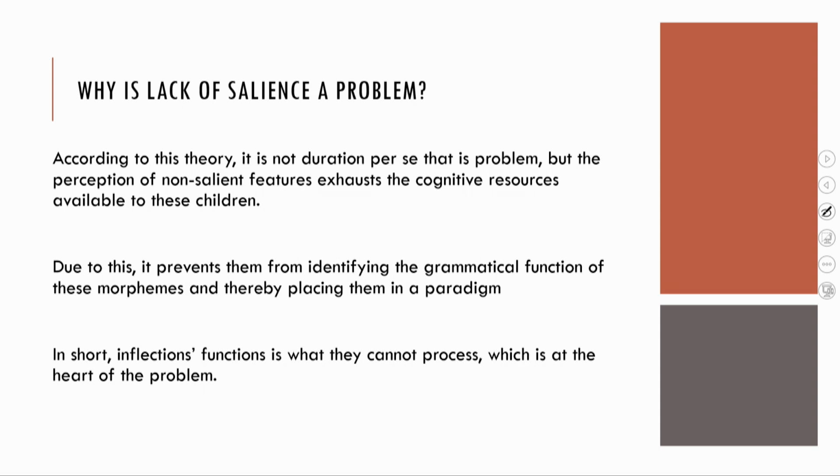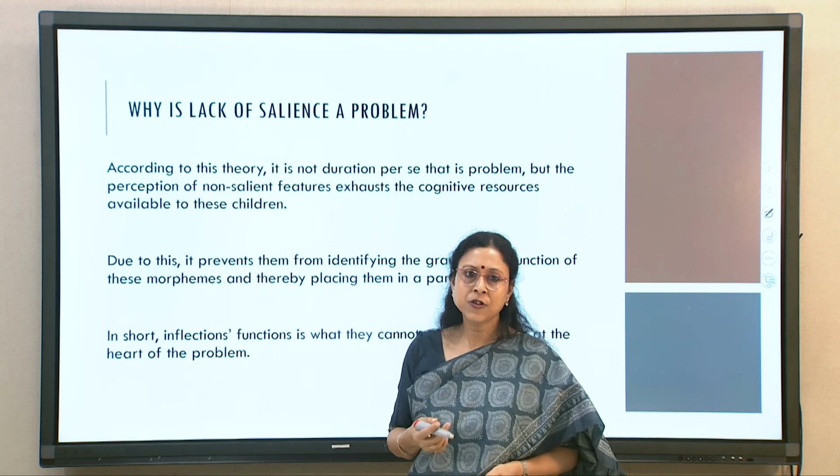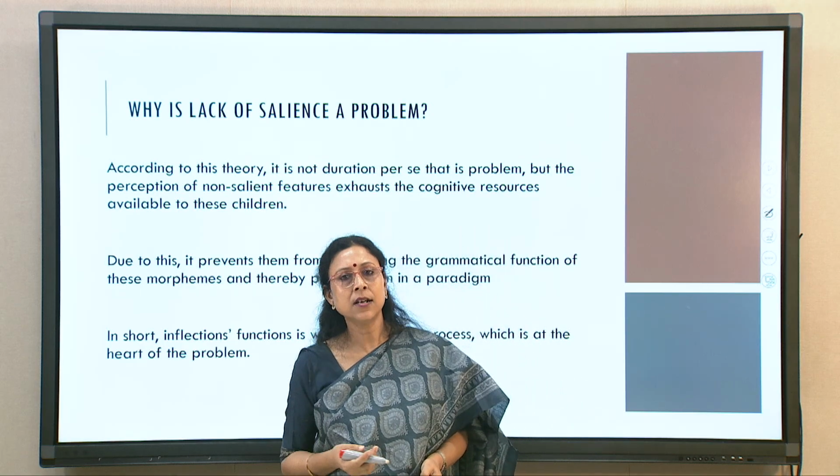So, why is lack of salience a problem? According to this theory, it is not duration per se that is the problem, but the perception of a non-salient feature basically exhausts the cognitive resources, as I was just explaining. So, this is what prevents them from identifying the grammatical function of these morphemes and thereby placing them in a paradigm. So, in short, inflection's function is what they cannot process, which is at the heart of the problem.